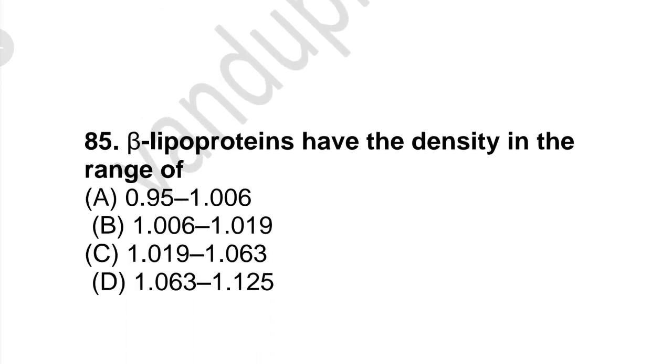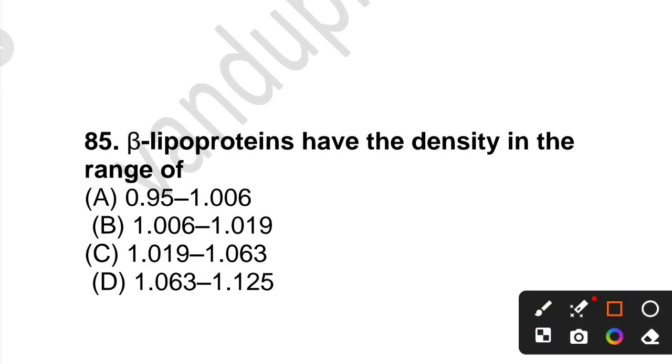Next question. Beta lipoprotein have the density in the range of option A 0.95 to 1.006, option B 1.006 to 1.019, option C 1.019 to 1.063, option D 1.063 to 1.125. Right answer is option C, 1.019 to 1.063.